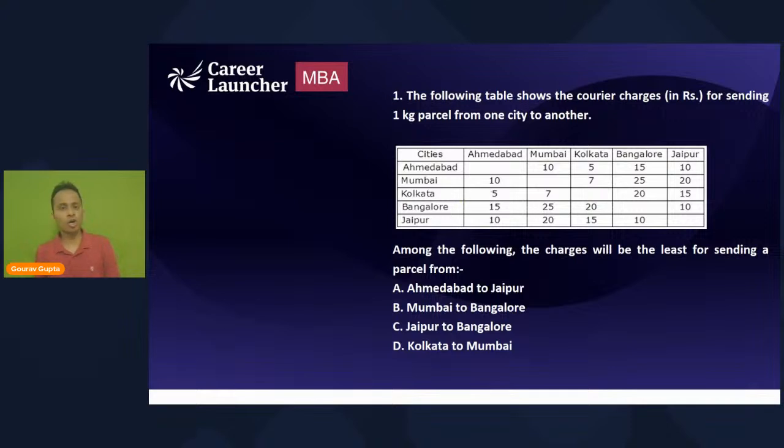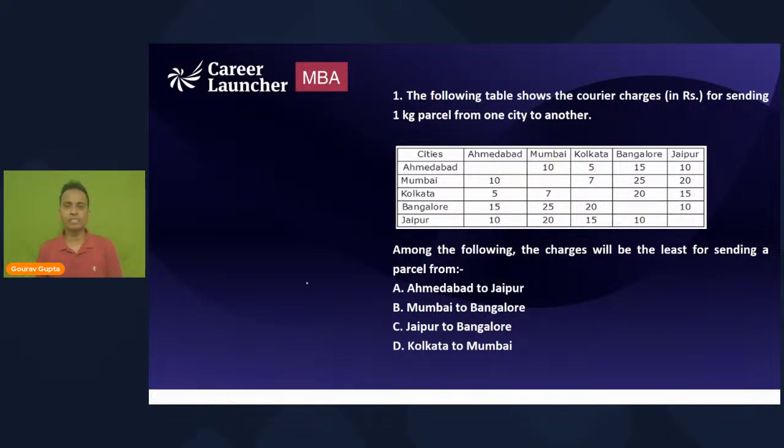You can observe one thing, that if you draw a diagonal here, then the values above this diagonal and the values below this diagonal are the same. So this value and this value are the same. It represents that the courier charges between Ahmedabad and Mumbai will be 10 rupees, irrespective of the direction in which the courier is going. So Ahmedabad to Mumbai, the charges are rupees 10, or Mumbai to Ahmedabad, again it is rupees 10, right?